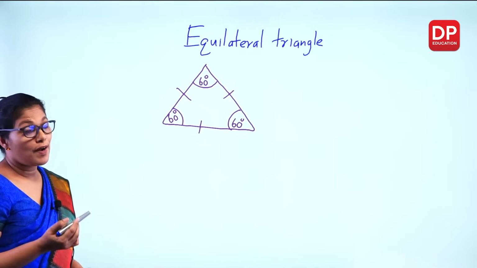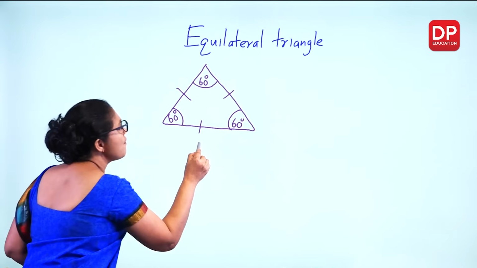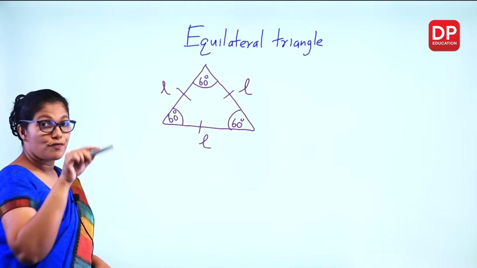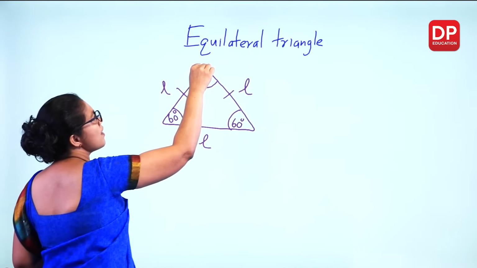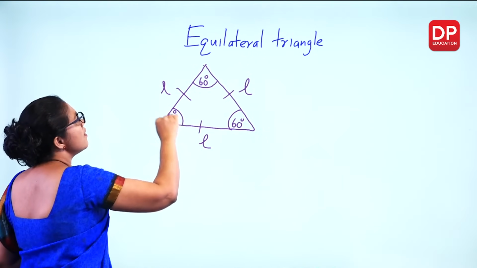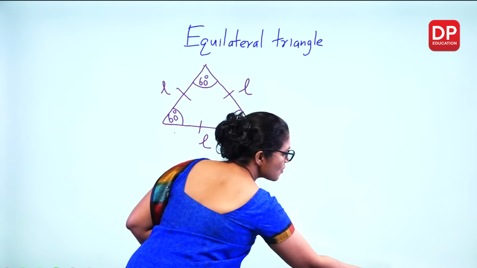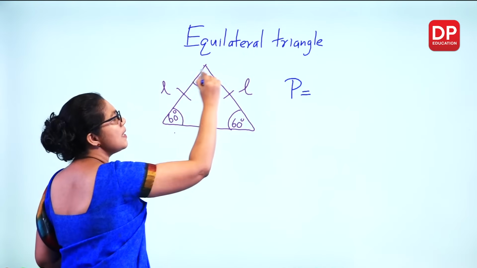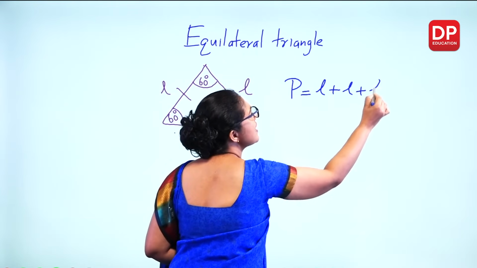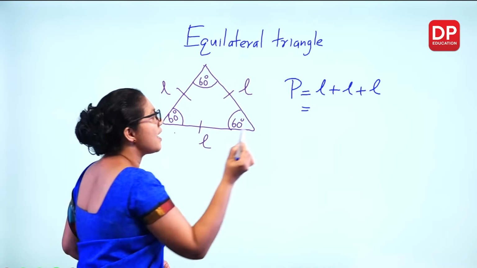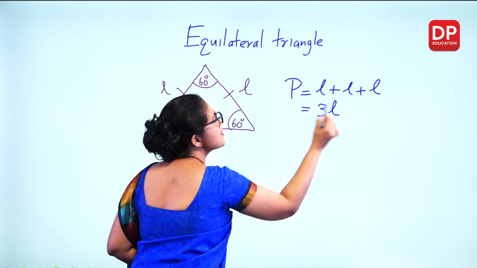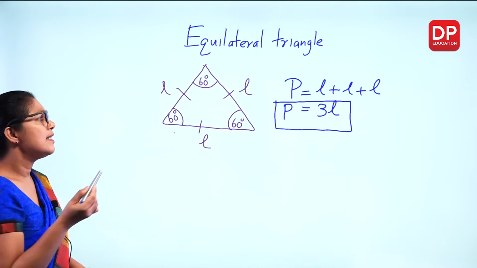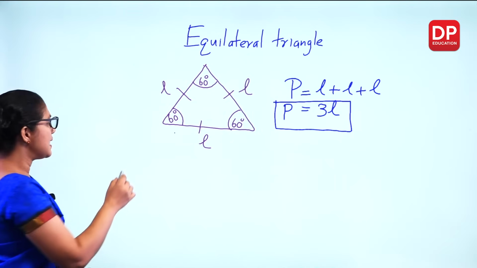Now we need to find out the perimeter. So we know if one length is L, this is also L, this is also L. So if you want to find out the perimeter, you can just start from one place, go around this figure and find out all the lengths. So here, what's the perimeter? P equals L plus L plus L. When you simplify, those are like terms, so you can add L plus L plus L and it becomes 3L. So if you want to find out the perimeter of an equilateral triangle, you can use this formula. Now we'll see an example.